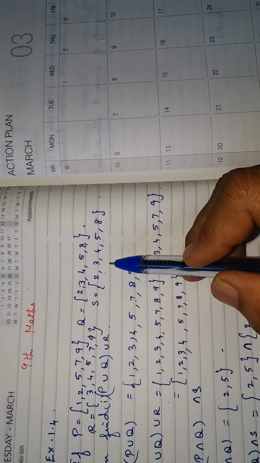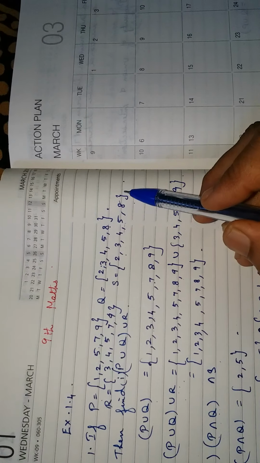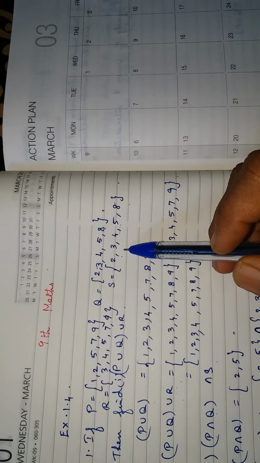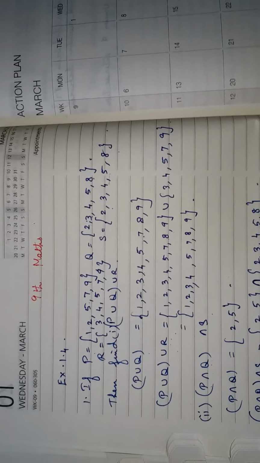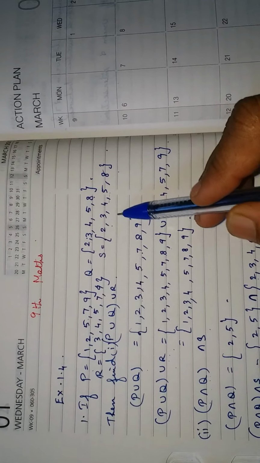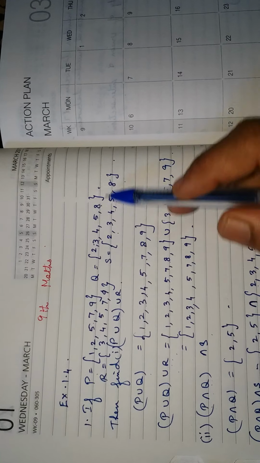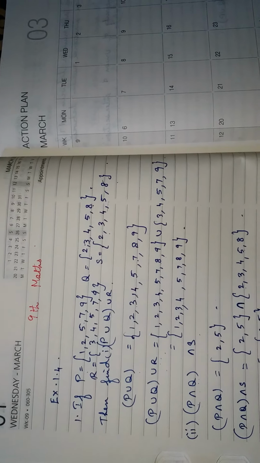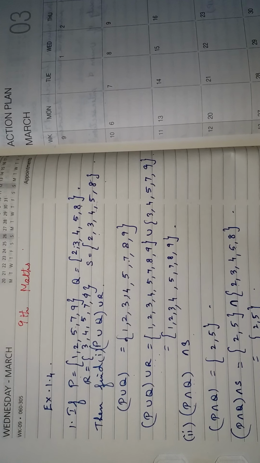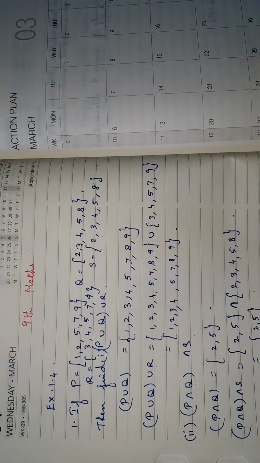2, 3, 4, 5, 8. So what is common in both? You have 2, 3, 4 in both, 5 also you have, 8 also you have. So all the elements are common. So Q intersection S means 2, 3, 4, 5, 8.